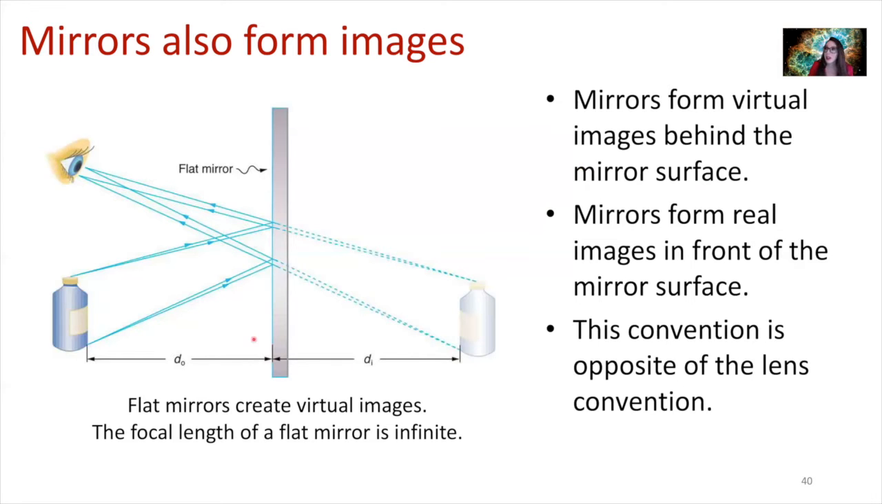If this were a lens, and our image appeared on the opposite side of the lens, we would call that a real image. But for mirrors, we call that a virtual image. And mirrors also can form real images in front of the mirror surface. So if that image is in front of the mirror surface, that's a real image in our case for mirrors. So basically, what is real or virtual is swapped from the case that we have for thin lenses.